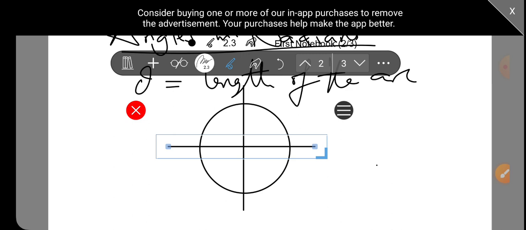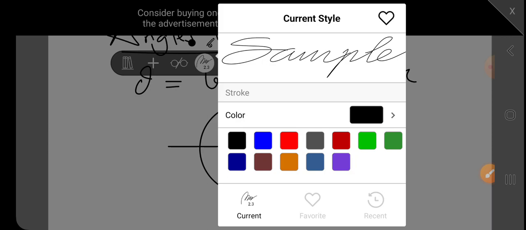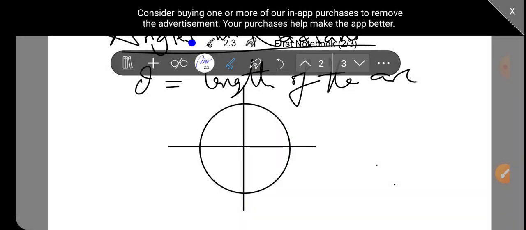Okay, so we saw that if this is the origin, so let me choose a different ink. Okay, so this is point A. If at first my point was here, and then I moved it there, what was the length of the arc here?